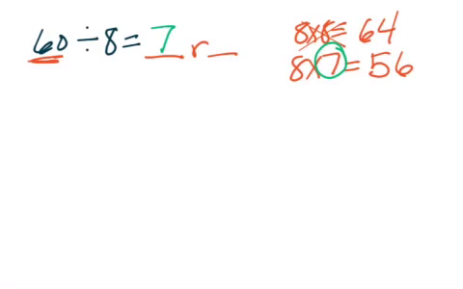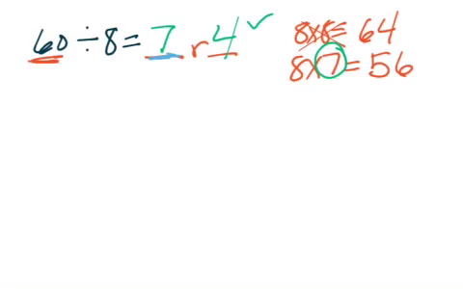Now I need to think about my remainder. 56. Okay, 56 plus what gets me to 60? I need 4 more. So I have 7, remainder 4. All right, this was step number 1 of my problem. Step number 1 is complete. I solved my division problem. Now I have to figure out what am I going to do? Am I going to just use the quotient, which is 7, or am I going to add 1 to the quotient? To do that, we have to look back at our problem and figure out what our question is asking us.